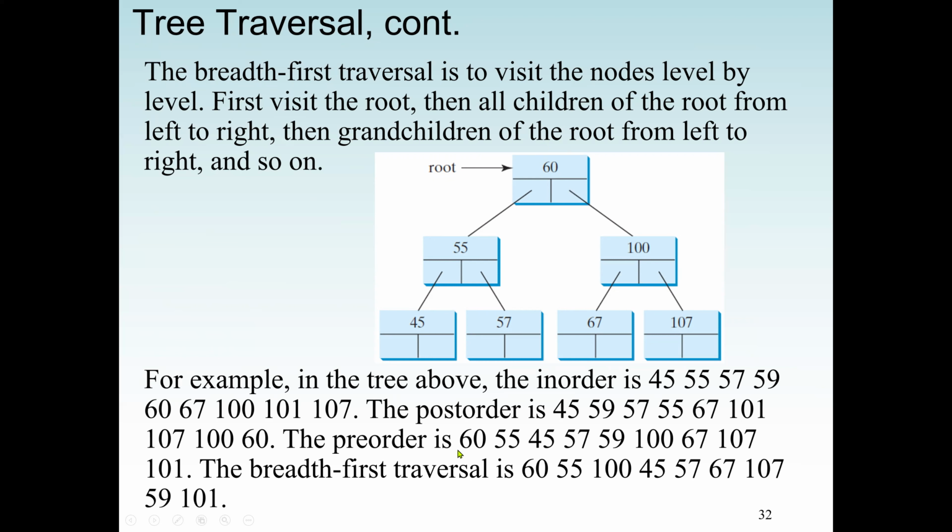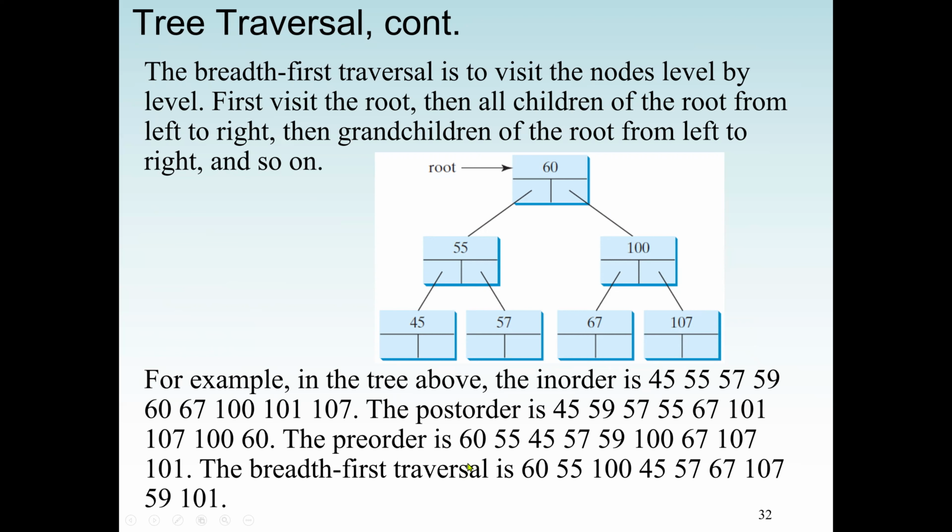Now pre-order means go through the root first. So we have 60, then we go through the left. So it will be 60, 55, 45, then 57, then 59, then 100, then 67. We don't have a left child on 67, so we have to go to 107. 107 has one left child, 101, then go through 101.